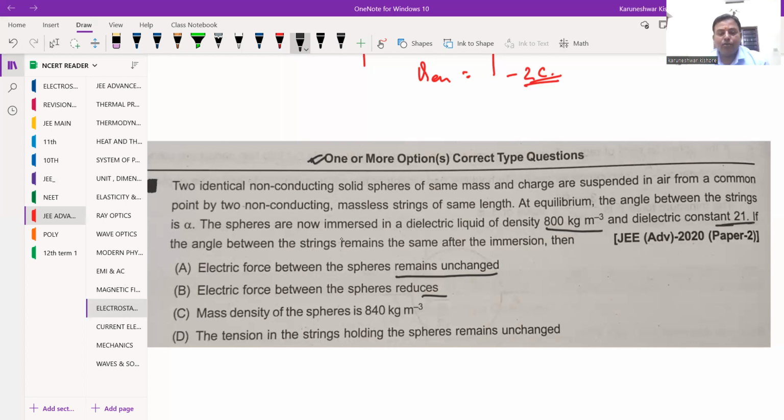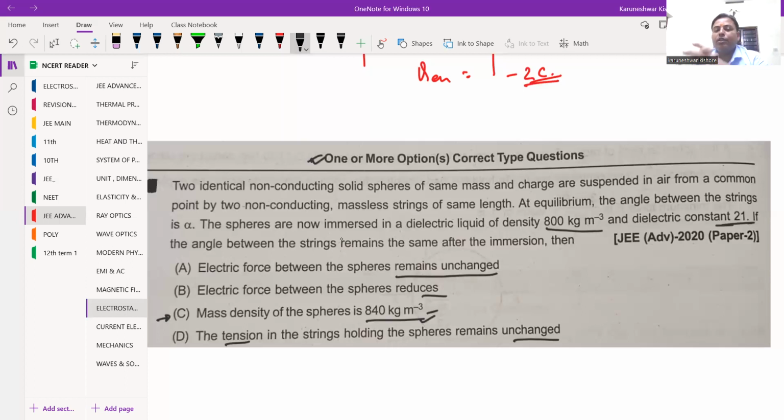Now from C and D, let's have a look at option C: mass density of a sphere. This is a calculated measurement, which we have to do at any cost. Without calculation, we cannot say what this mass density will be. So first of all, we have to calculate it. This gives us the direction in which we have to think. And the fourth option is that the tension in the string holding the spheres remains unchanged. So we'll think about this option also one by one.